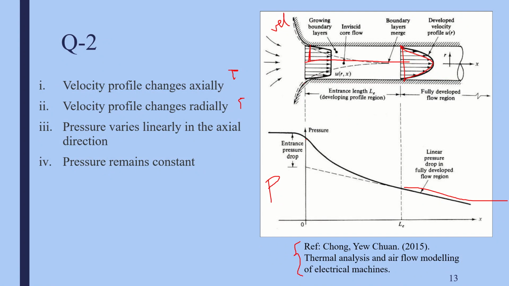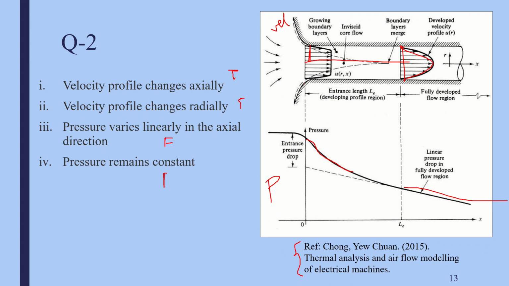Option 3 is pressure varies linearly in the axial direction. As we can see, there is a variation of pressure, but it is not a proper linear axial variation. So the third statement is a false statement. And option 4, pressure remains constant, is proven false. It is completely wrong because pressure is not remaining constant. Pressure is varying.